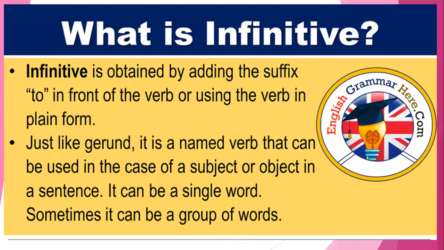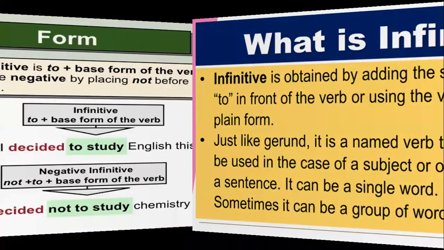What's infinitive? Infinitive is obtained by adding the particle to in front of the verb, or using the verb in a plain form. It's a non-finite verb that can be used in the case of a subject or object in a sentence. It can be a single word, or sometimes it can be a group of words.